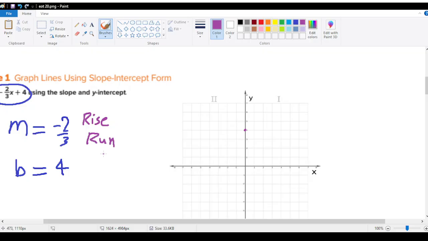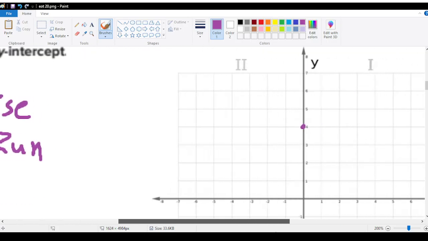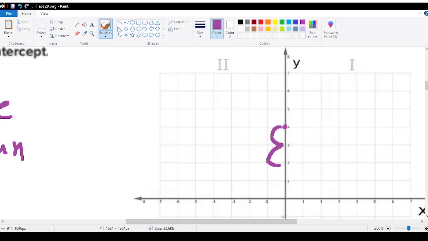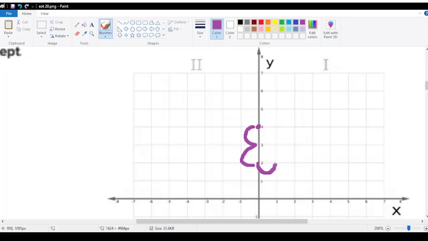Ustad, the rise is 2. No. In this question, I'm talking about this question, Shamsa. -2. That means I should go where? Down. I was on 4, right? So I'm going down. We go down 1 and reach 2. Good? And then after that, how much will you run? I will run 3 times. So 1, 2, 3. You reach this point.